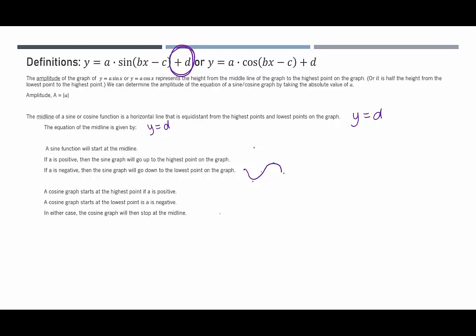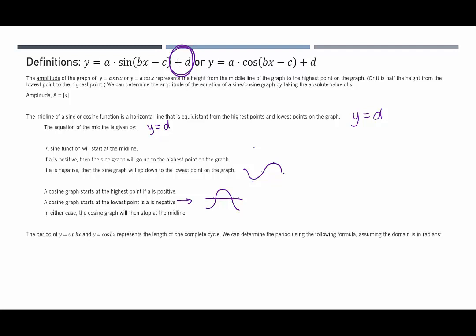So I suggest drawing the midline first, and then say, okay, well, if A is negative, I'm going to start down here. Then I go to the midline, then I go to the highest point, then I go back to the midline, then I go to the lowest point. So if A is negative, we start at the bottom, and it kind of looks like an omega when it's negative. If it's positive, it's the upside down of that, right? We start at the top, stop at the midline, go to the bottom, midline, top.